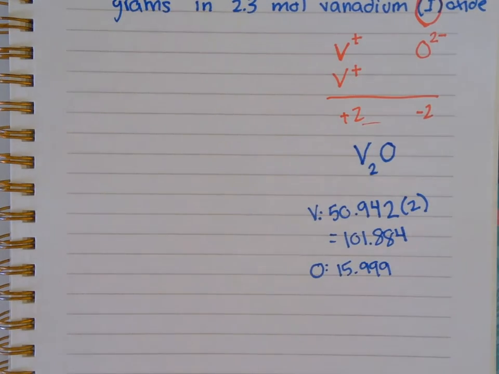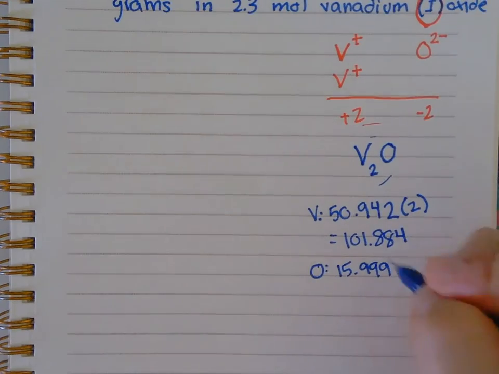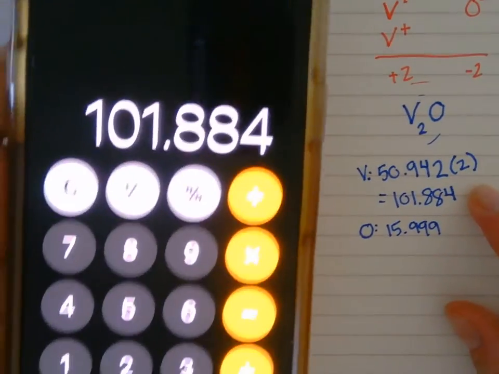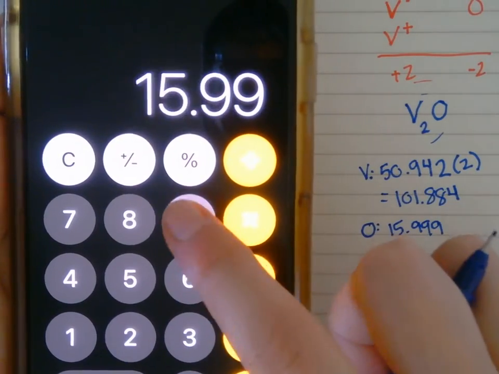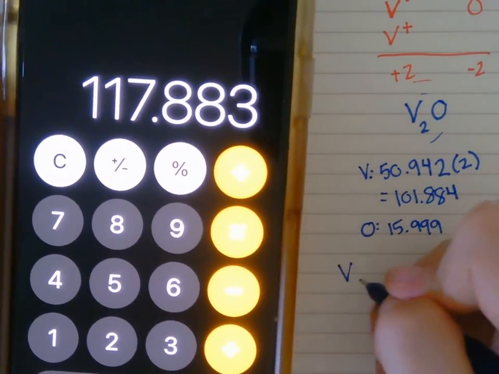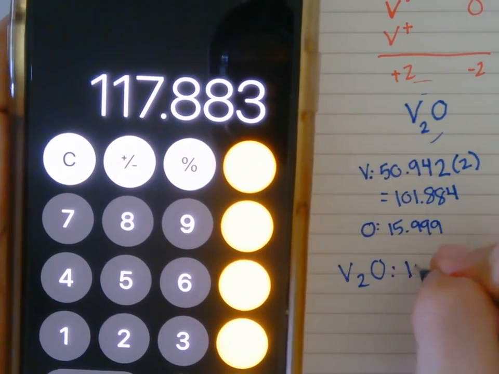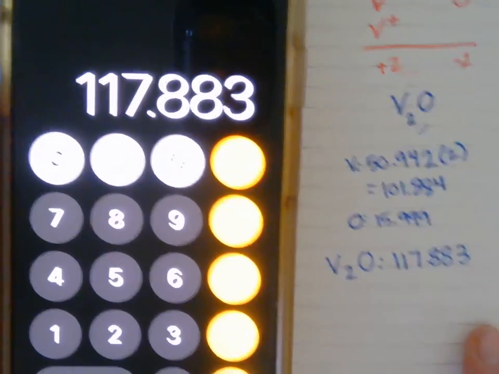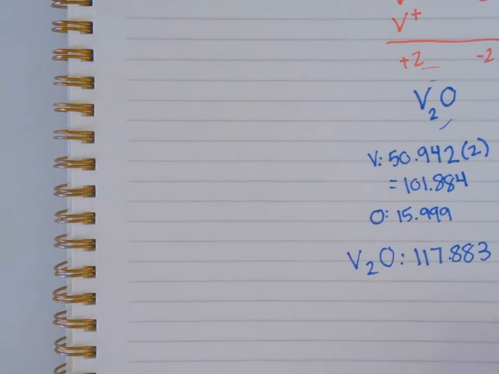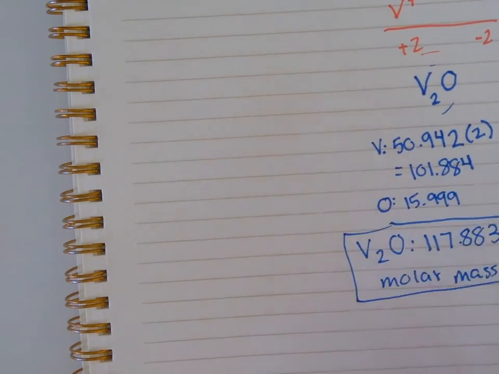So now I have to add all of this, find out the molar mass of the whole compound. So I have vanadium and I have oxygen. So now I just need to add 101.884 plus 15.999. And the total molar mass of vanadium(I) oxide is 117.883. And I'm not going to round just because they didn't tell me to. Okay? All right, so now that I know my molar mass of vanadium(I) oxide, I can move on with the problem.